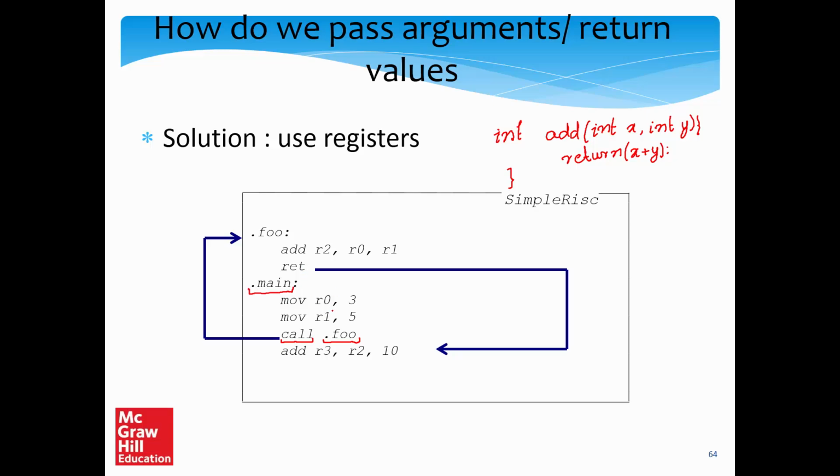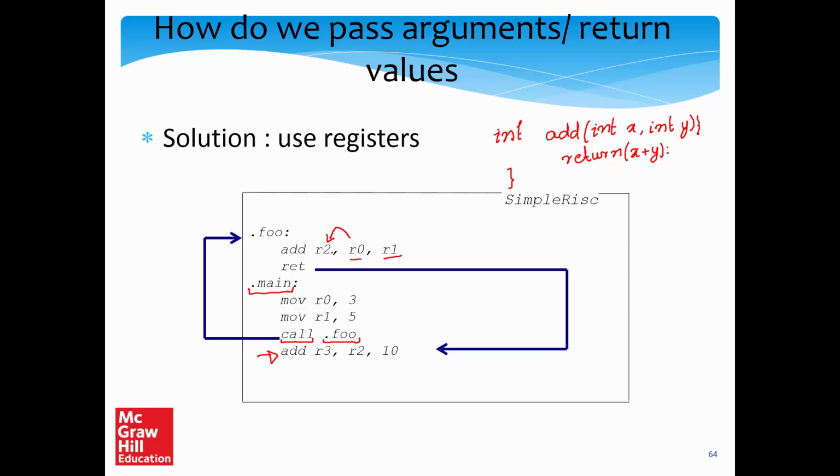So what we are doing here is we have set the values of registers R0 and R1. Then we call the function foo, which essentially means we jump to the label .foo, and at this label we add R0 and R1. We save the result in R2 and then we return back. When we return back, SimpleRisc is supposed to take us to the instruction after the calling instruction, which is this instruction over here. So this is exactly what we do.